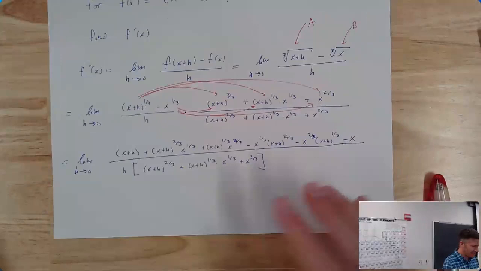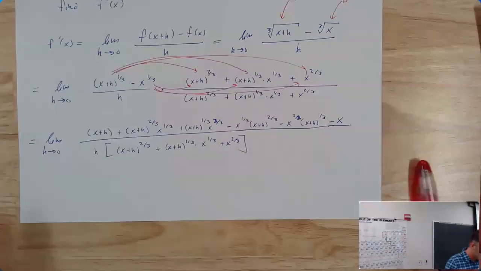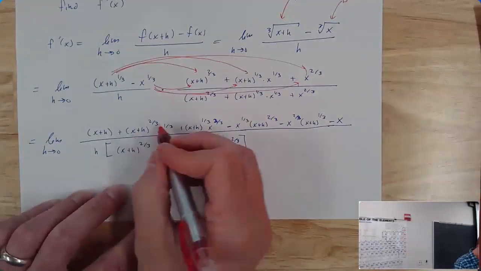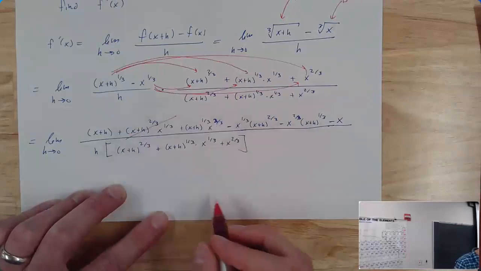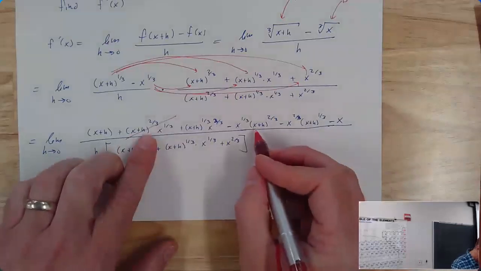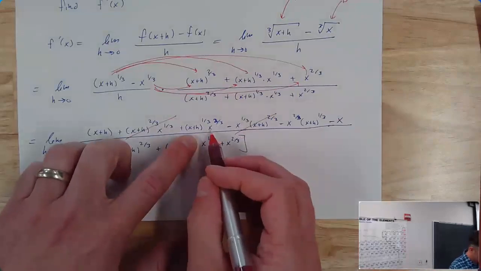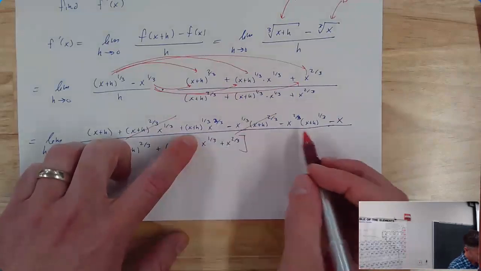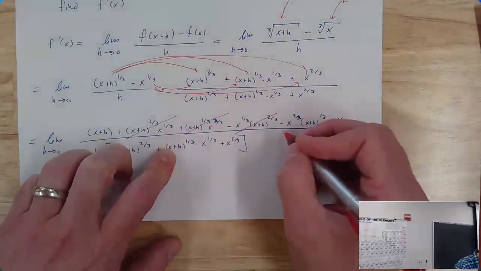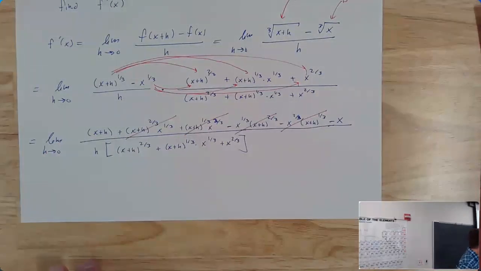And look at what cancels. Everything except for the first and last term. This x plus h to the 2/3 times x to the 1/3 cancels with minus x plus h to the 2/3 times x to the 1/3. And x plus h to the 1/3 times x to the 2/3 cancels with minus x to the 2/3 times x plus h to the 1/3. A lot of words to say. So that's why I multiplied by that.